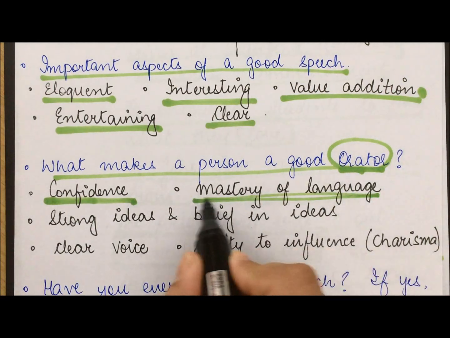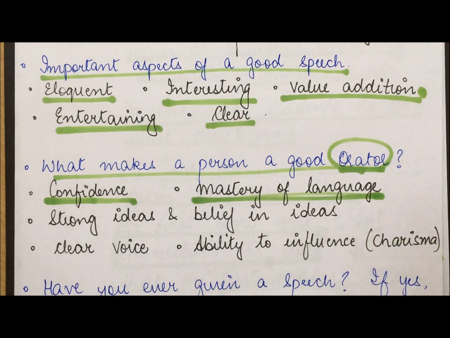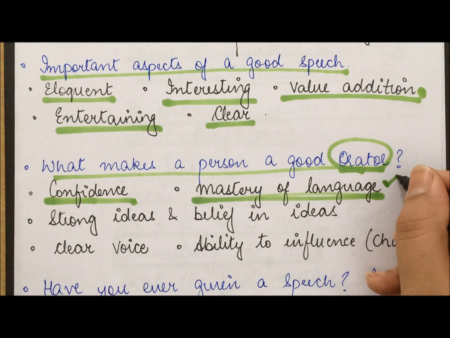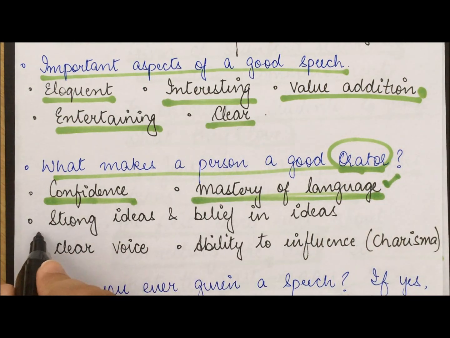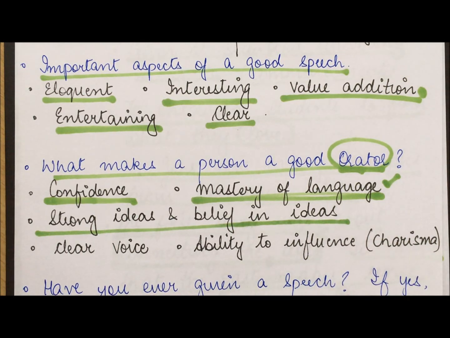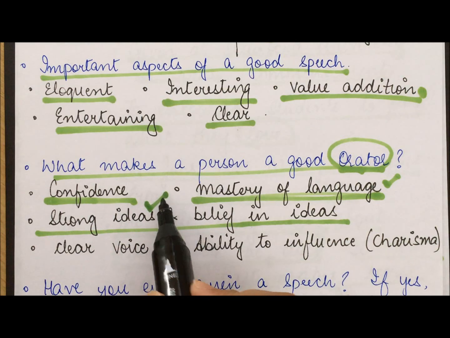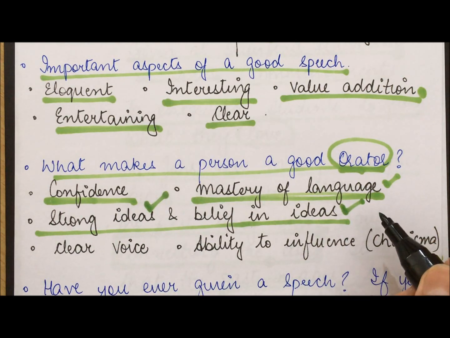Then there is mastery of language. He should be using correct language, whatever language he is speaking in. It's not necessary it's English, but whatever language, whether it is Hindi, Punjabi, or any other regional language also, he has to have the mastery of the language. Then he has to have strong ideas and belief in his ideas. If he does not believe what he is saying, the people listening to him will also not be impressed. So a good orator has to have very strong ideas and belief in his ideas.